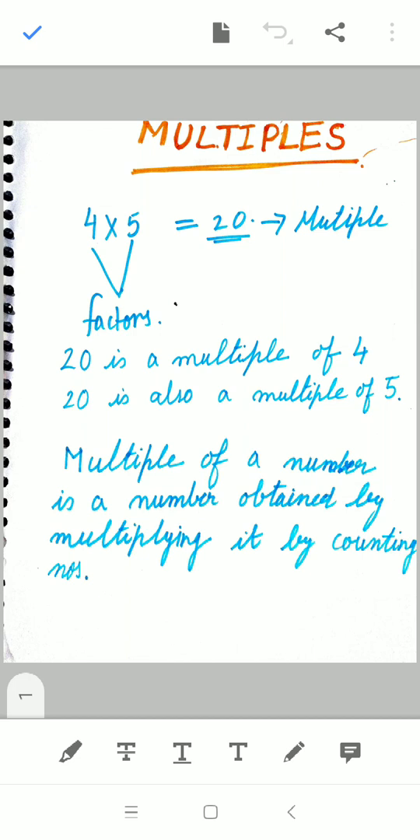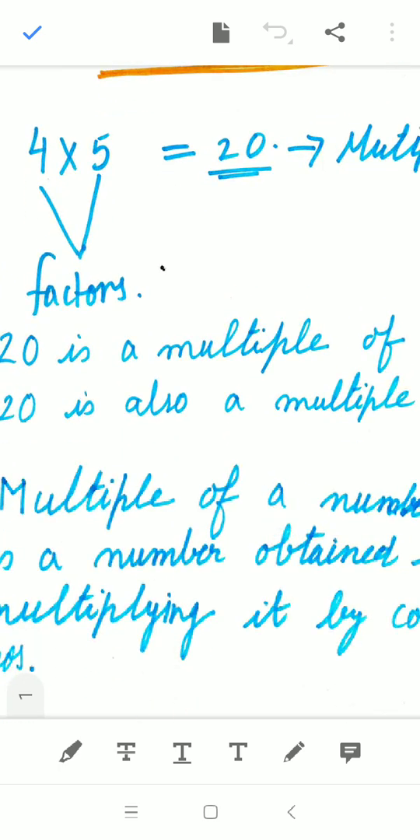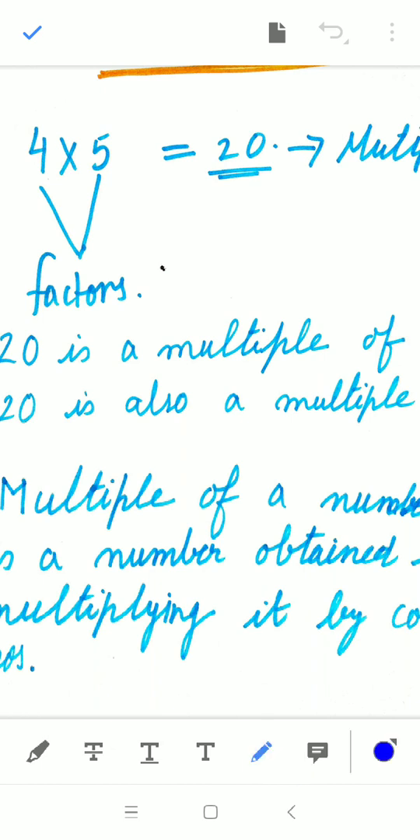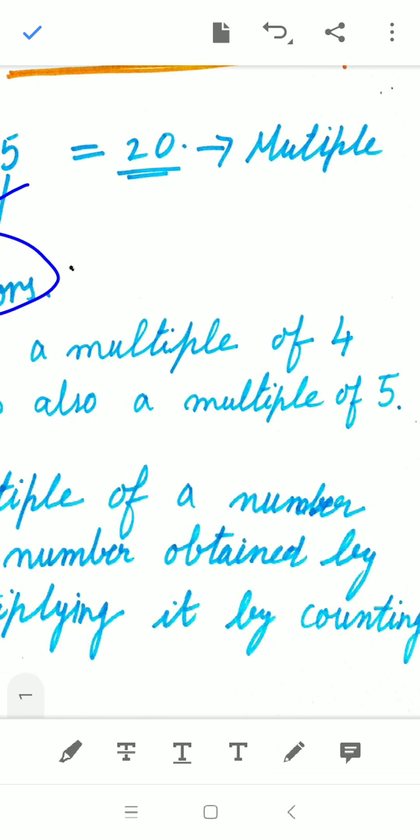Hello students, today we will study what are multiples. You can see on the screen 4 multiplied by 5 is equal to 20. Now what are 4 and 5? You all know that 4 and 5 are factors. And the product which we are getting, 20, is a multiple. This is called a multiple.